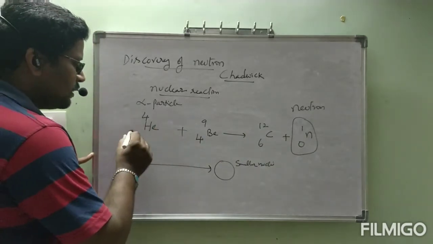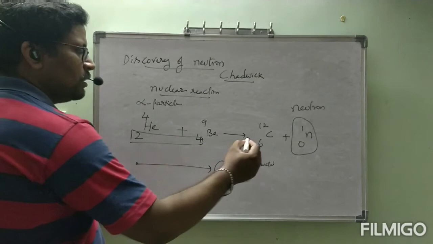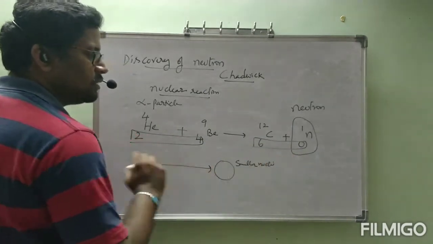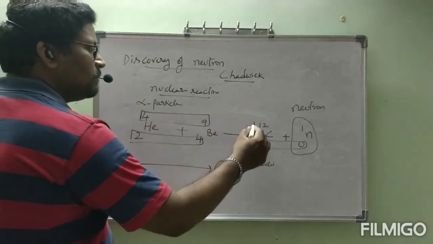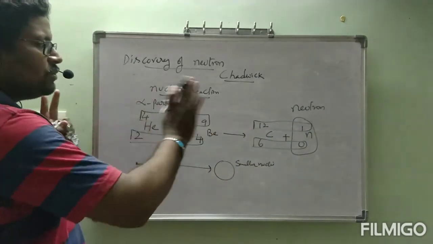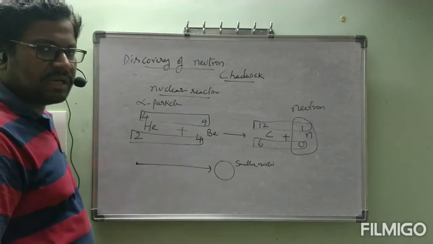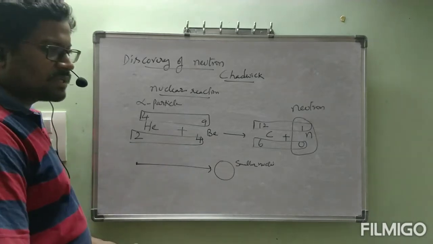Like that it should be balanced. Lower numbers addition must be equal. 4 plus 9, 12 plus 1. Like this, nuclear reaction will be balanced on left side and right side. Okay, this is about discovery of neutron.